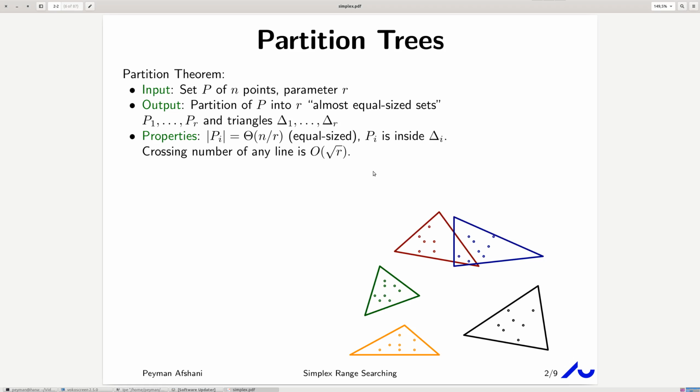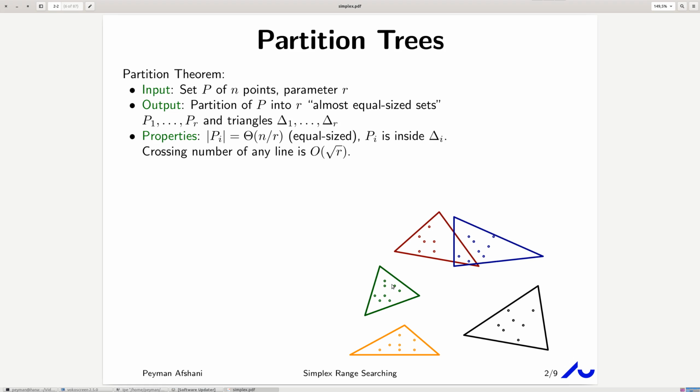Okay. So for example, if these are my set of points, this could be a particular partition. So I have this orange partition, green partition, red, blue, and black partition, right? So these are the subsets. Each subset is inside a triangle. The triangles don't need to be disjoint, but the subsets are disjoint. So there is no point that is inside the red and the blue subset. But this red triangle may include some of the points of the other subsets as well, okay?